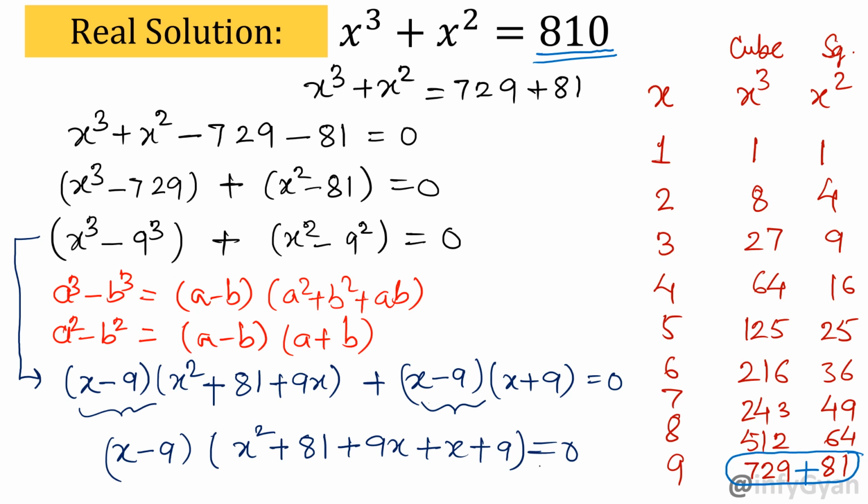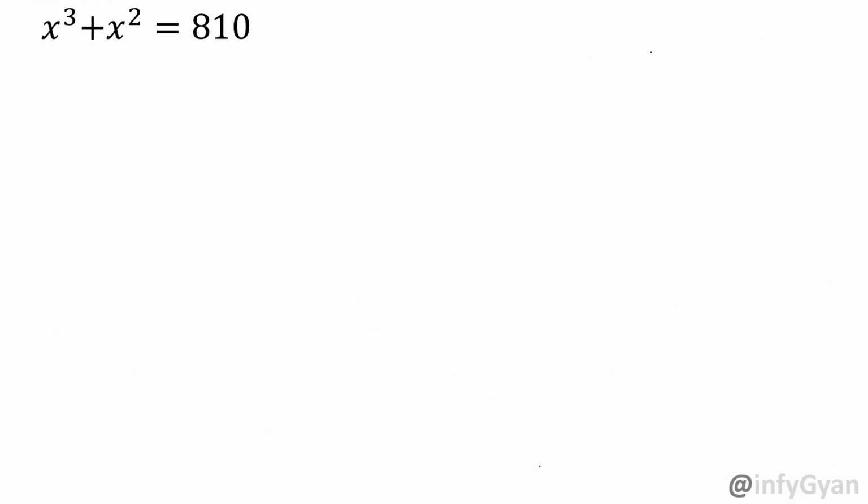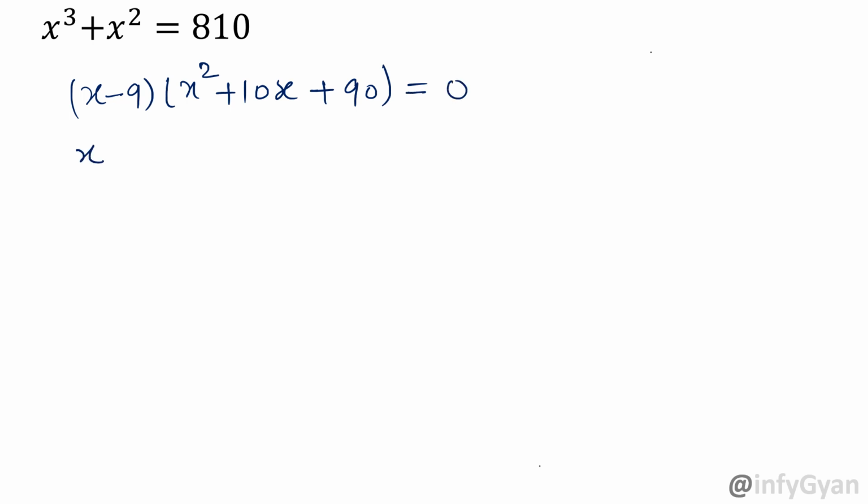Now let's solve this. Factorized form: x minus 9, and the second bracket would be x square plus 10x plus 90, equal to 0. Now two solutions are there. You can see two brackets are there basically. You will put x minus 9 equal to 0. That means x is equal to 9.